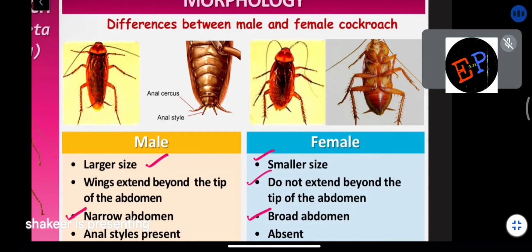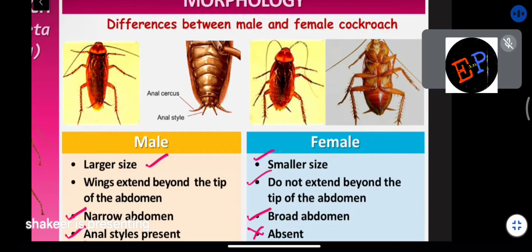Okay. So anal styles are present. Anal styles are male parts, no, ma? So they are absent in the case of females. Brood pouch is absent. Brood pouch is the feature of females, for brooding, for breeding.